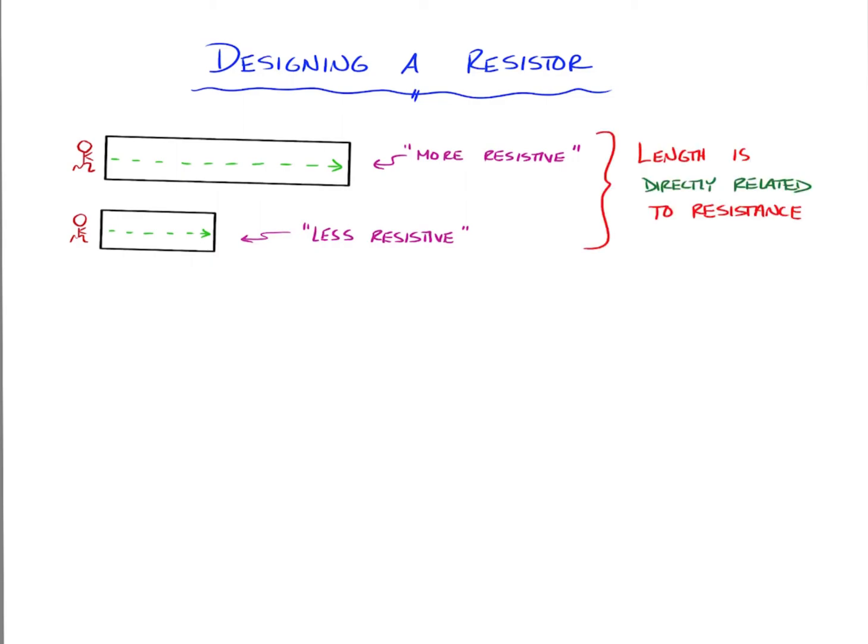So based on that, we know that length is directly related to resistance. Just like if you have a longer wire, you're going to have more distance to travel through as an electron, so a shorter wire is going to be less resistive. You just have less wire to move through.